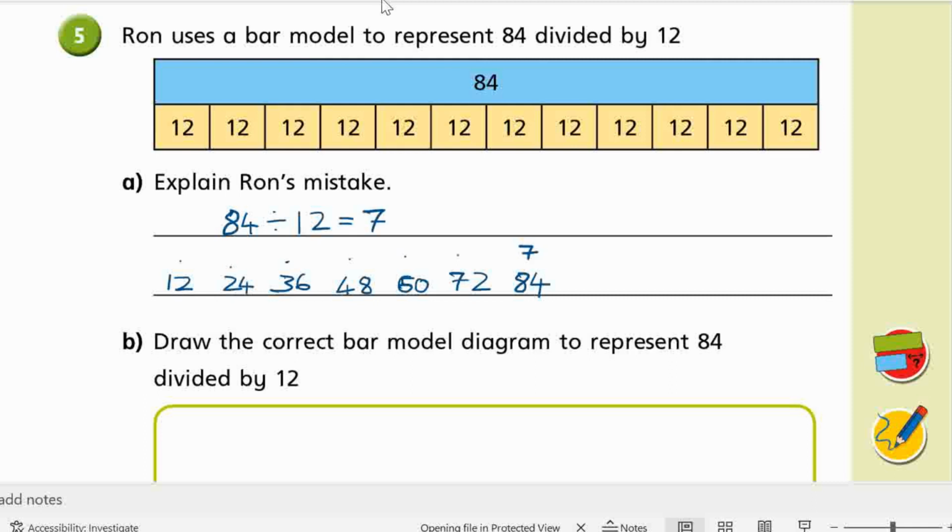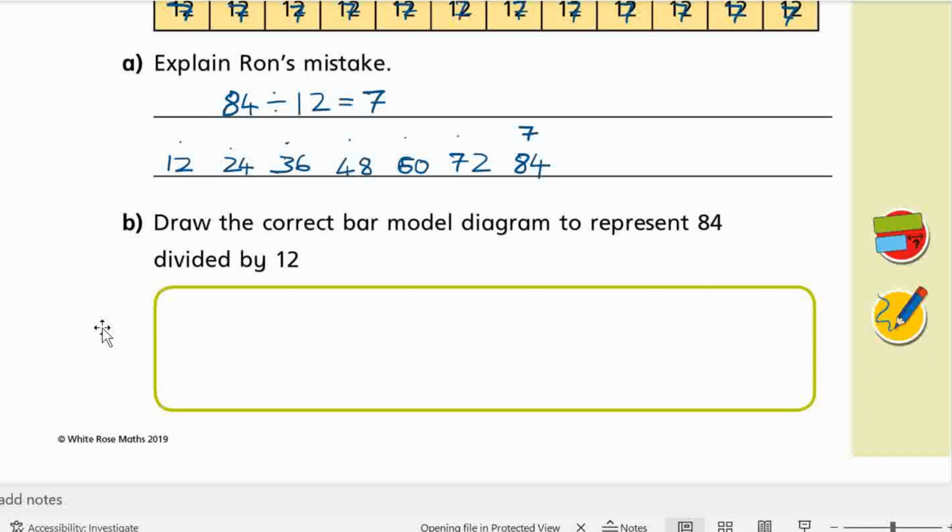So his mistake, he's got 12 groups here. These should all be 7, shouldn't they? Because there's 12 boxes here. So they all need to have 7 in them. Yeah? B, draw the correct bar model diagram to represent 84 divided by 12.